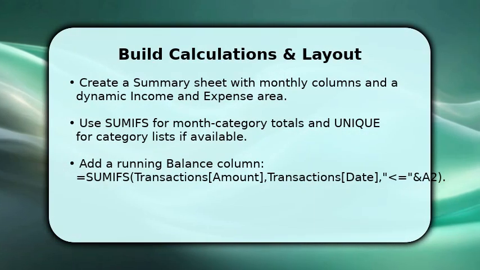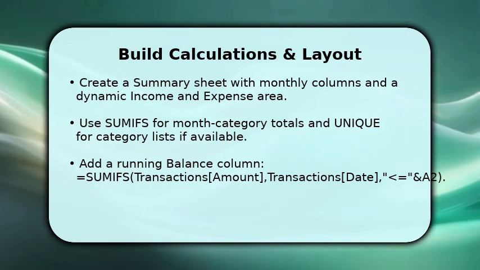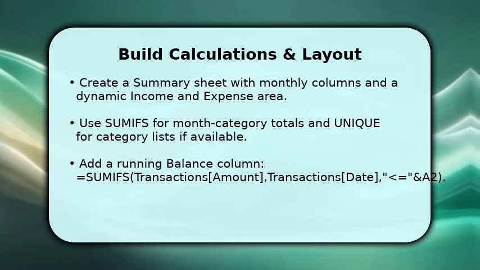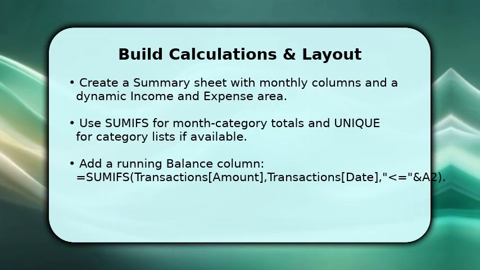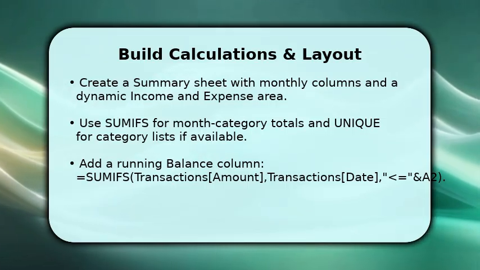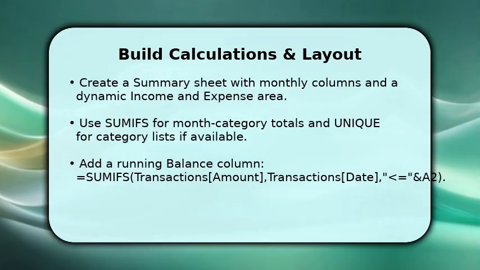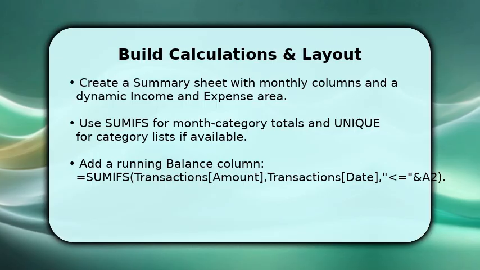You'll now wire up the calculations. On summary, make rows for each category and months across the top. Use SUMIFs to pull amounts by category and month so totals auto-update as transactions change. If your Excel is unique, generate the category list dynamically. Otherwise, keep a manual list.